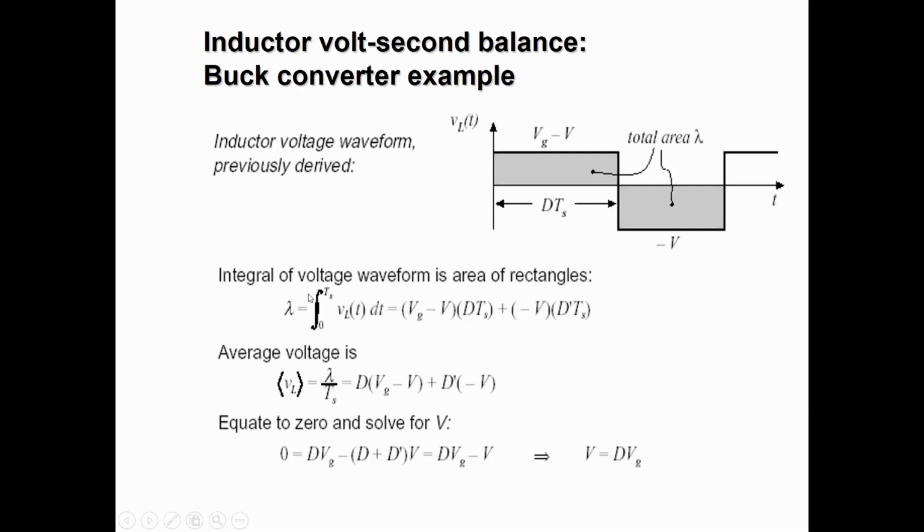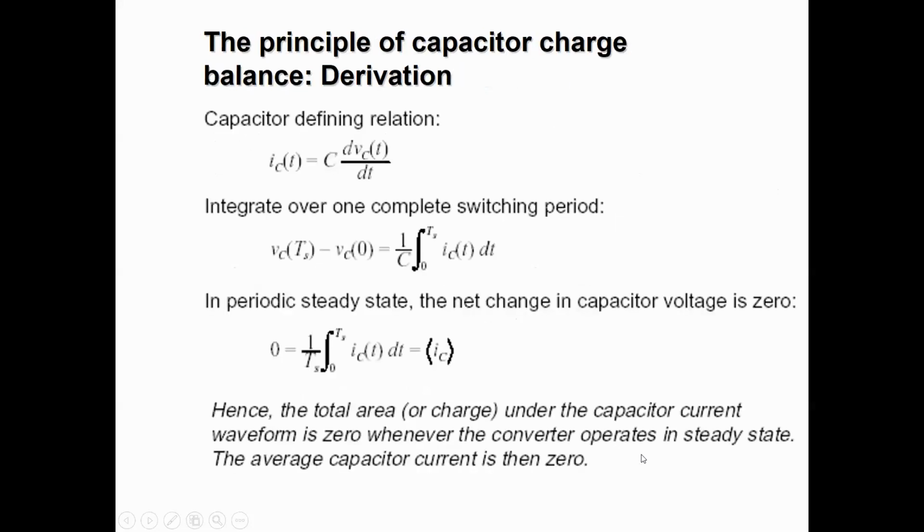Now apply the steady state condition. In steady state the average inductor voltage is equal to zero. So this side will be equal to zero. From here we get dVg − (d + d dash)V, where d dash is equal to 1 − d. So from here, if we simplify it, we get V equal to dVg, where V is the output voltage, d is the duty cycle, and Vg is the input voltage.